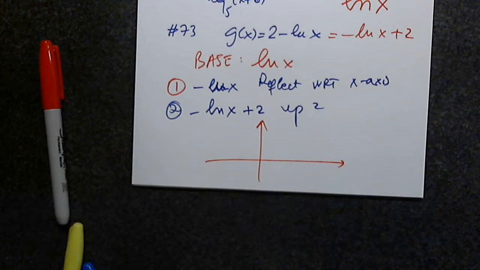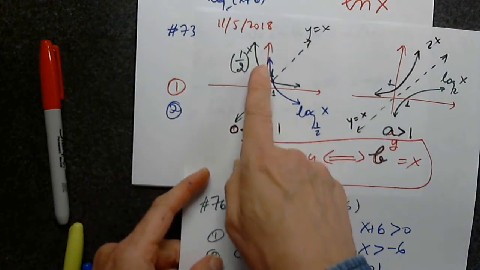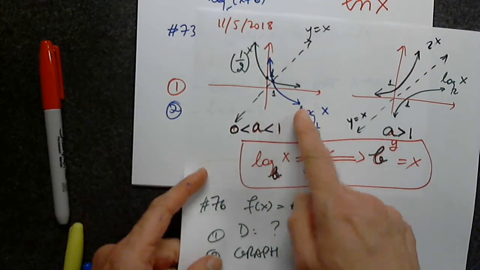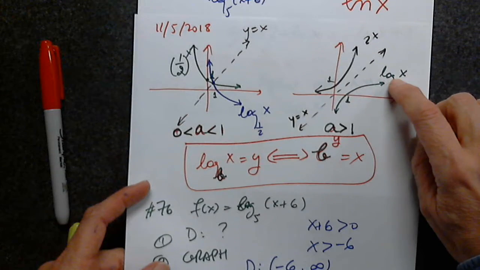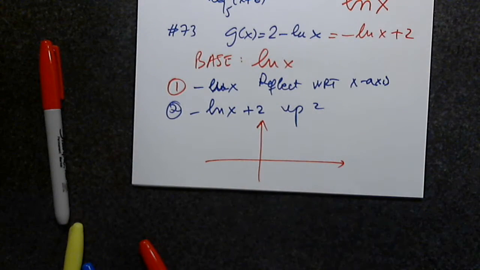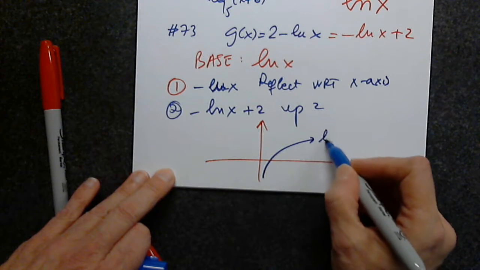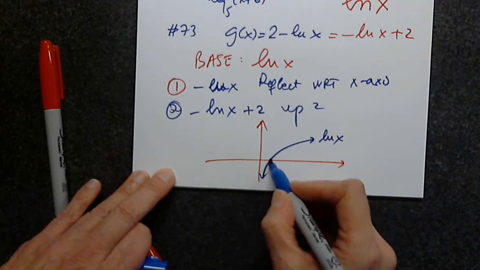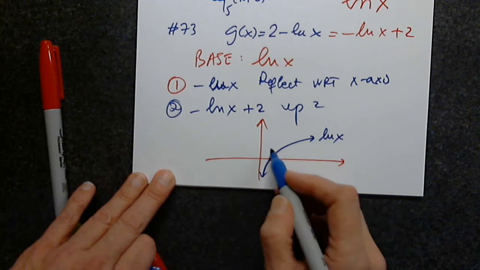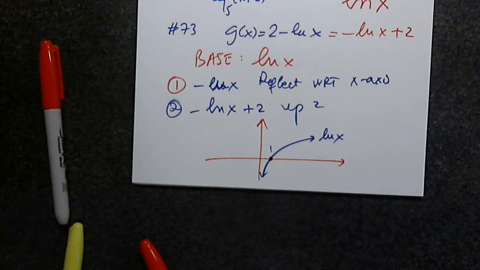I have to graph the base function first. Do I graph it increasing or decreasing? So let's go back. We have 2 options. We have this option for natural log, and we have this option for natural log. Which one? Yes, because base e is greater than 1. Awesome. So this is natural log x, and it crosses where? 1. Yes, because it's the base function.